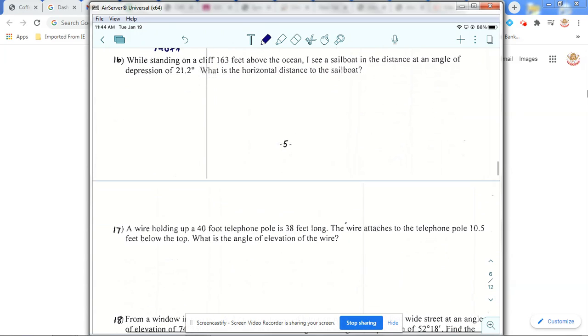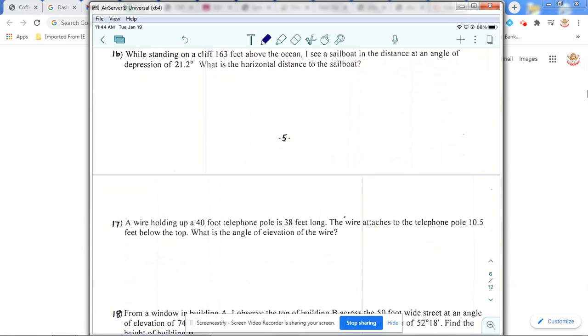All right, on 16. While standing on a cliff 163 feet above the ocean, I see a sailboat in the distance at an angle of depression of 21.2 degrees. What is the horizontal distance to the sailboat? Okay, so here's the cliff. Up here I am. Okay, so then we have some water, and then there's a sailboat. Okay, so I'm looking down at you. We're looking down at the boat.